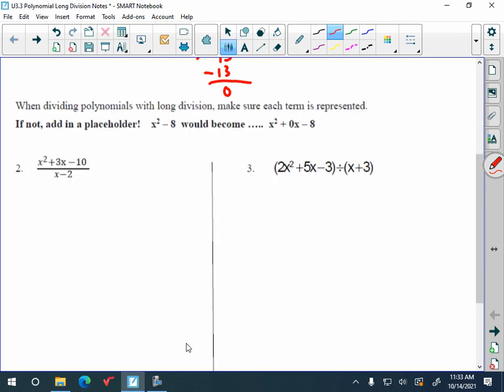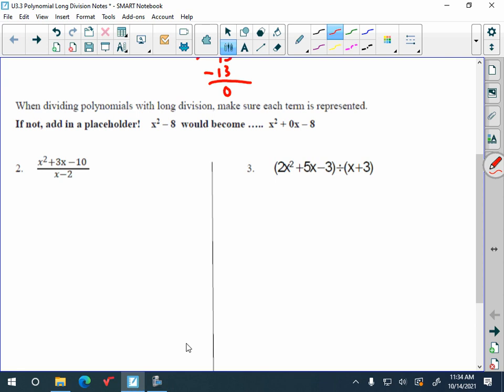All right. So when dividing polynomials with long division, make sure each term is represented. So if you see that you're skipping an exponent, you need to put a 0x to whatever exponent's missing. So for example, x squared minus 8 is missing x to the first, so we would put in a 0x to the first in between where it's missing. Be sure you put a 0 there, not just x. You have to put a 0x.